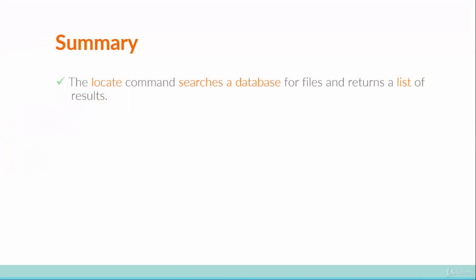So you've learned a lot about the locate command in the past few videos, so let's take a quick recap to make sure that you've got it all. First of all, the locate command searches a database that's stored on your computer for files matching the pattern that you give it and returns a list of results. And using a database is a very fast method of searching, but it requires that the database be updated in order to give you a complete and correct list of results.